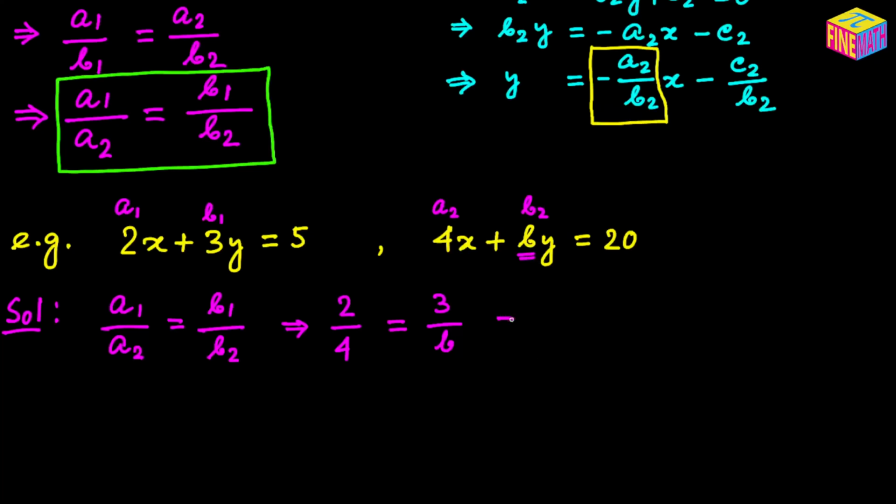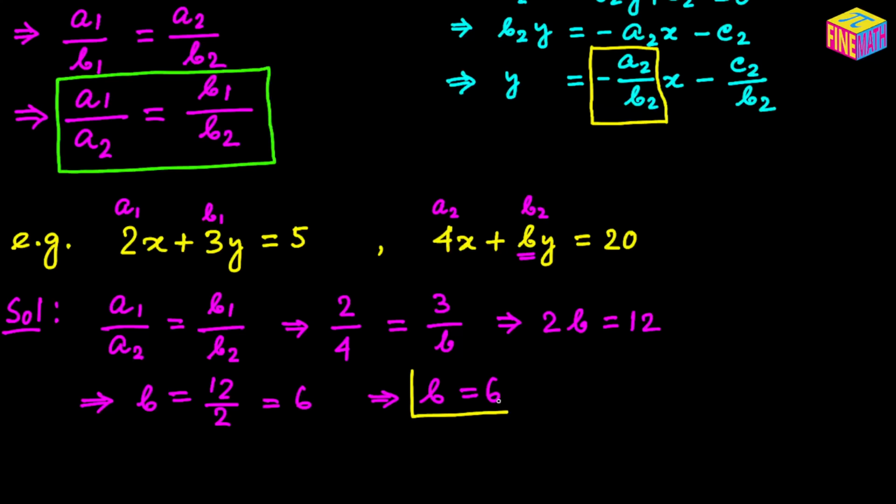So from here let's bring b to the left hand side. If we simply cross multiply, then it would be 2 times b equal to 4 times 3, that would be 12. And then from here we can say obviously our b is equal to 12 divided by 2, that would be 6. So we get b is equal to 6. So if we have the value of b as 6, then those two lines will be parallel to each other. So the necessary value of b would be 6.